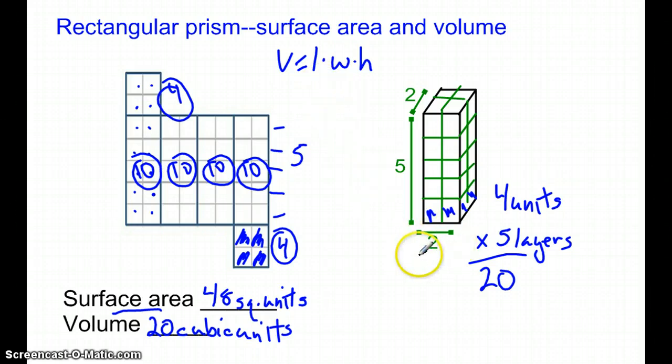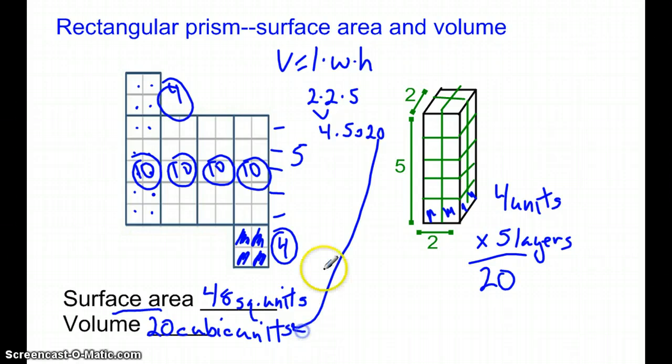Here we have a length of 2, we have a width of 2, and we have a height of 5. So 2 times 2 is 4. 4 times 5 is 20. And we are back with 20 units, 20 cubic units. So now we can figure out the volume for a rectangular prism: it will be length times width times height.